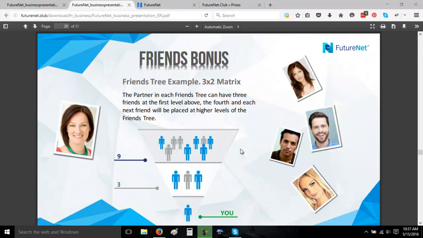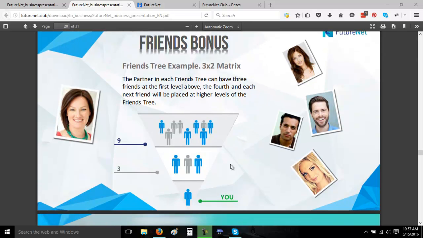This actually is a 3x10 forced matrix. So the way this works is, this right here is you, and then once you start to bring people in, they're going to go underneath you on your first level, and you only have 3 people that are going to be on your first level.